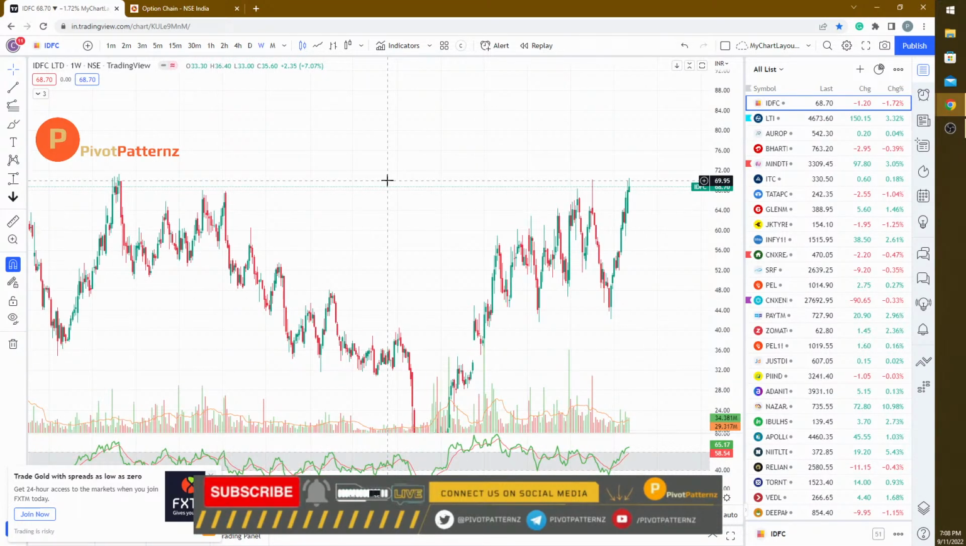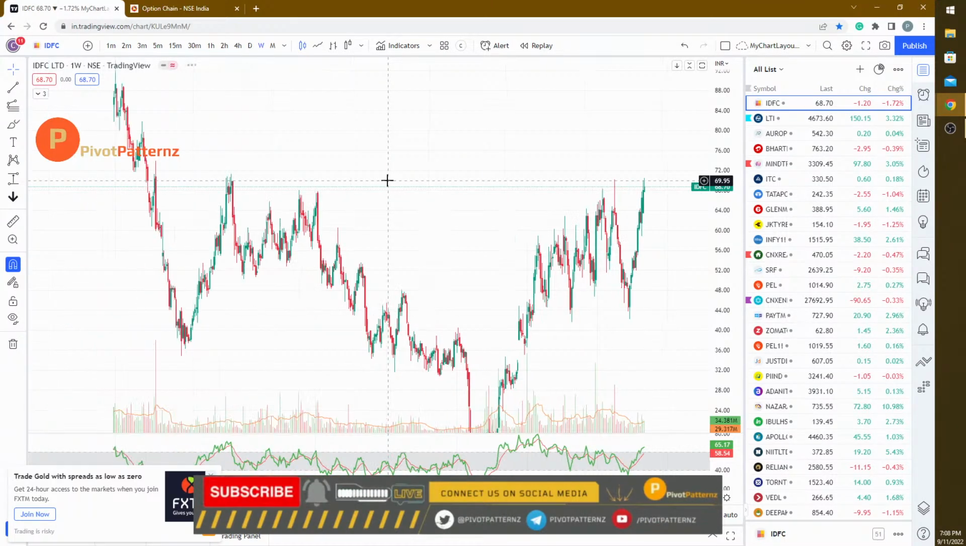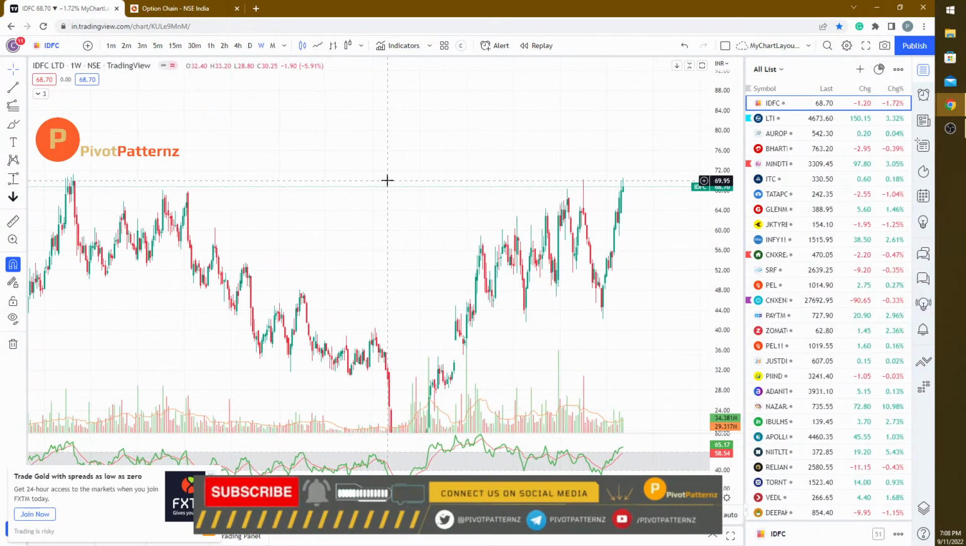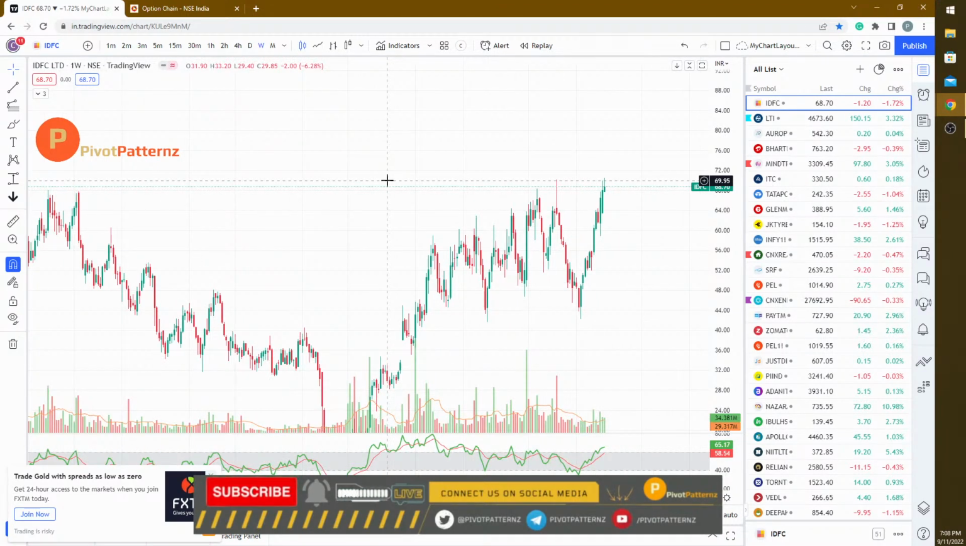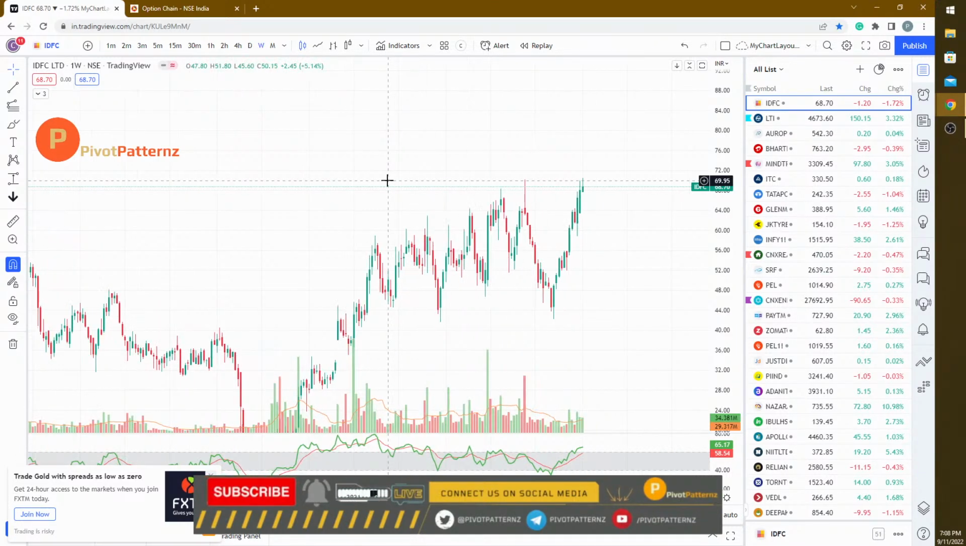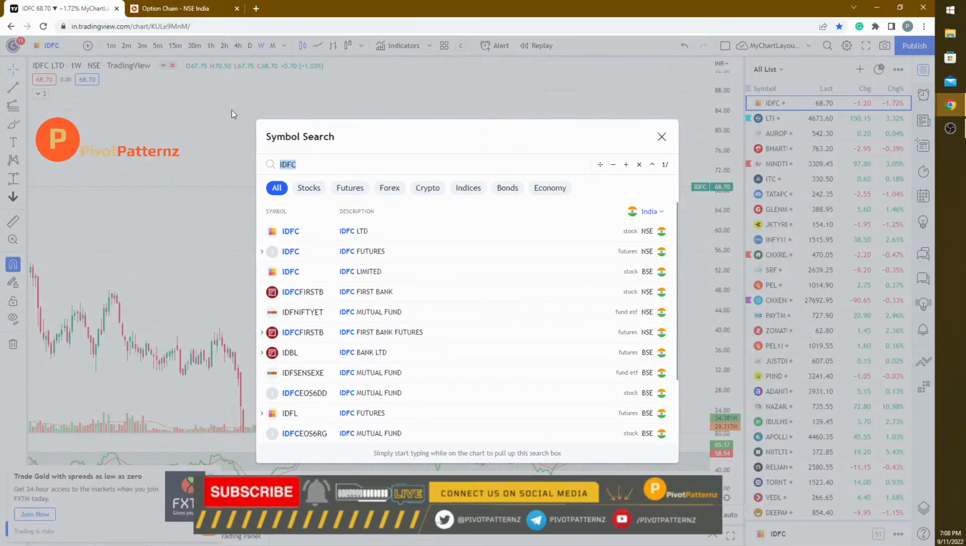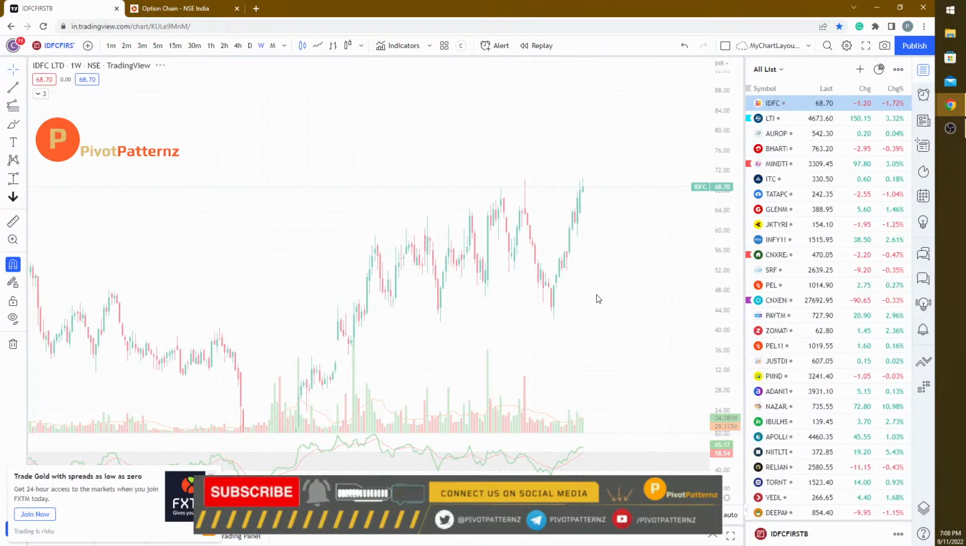So you can see that 69 or 70 is a clear resistance for IDFC. I don't see you should hold a call, right? That's something very risky. You can clearly see there was a rejection here. So IDFC Bank, is this the bank which I have taken? Oh, this is IDFC First Bank. I'm sorry.